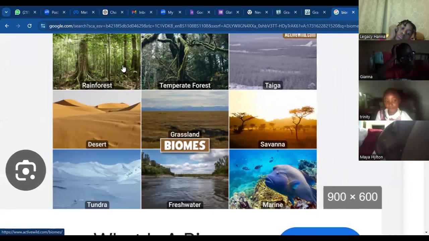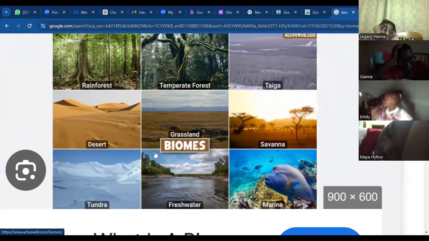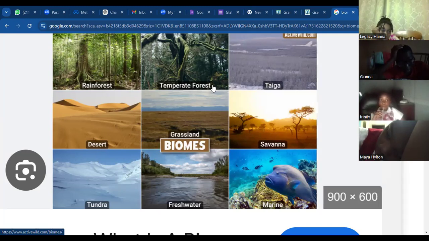So these are biomes, and the biomes are determined based off of the climate. Not every place has cold, not every place has hot. Sometimes they're in the middle. So it's determined by the climate and also what lives there. All right, do you understand it now? What we mean by biome?